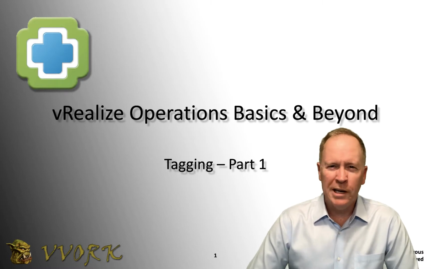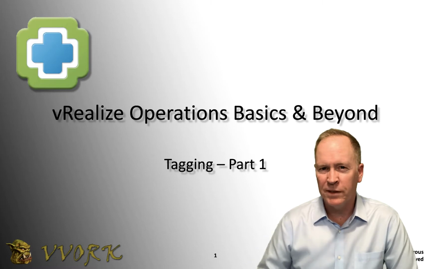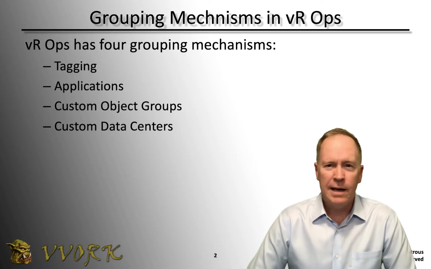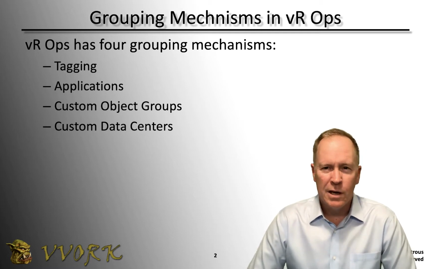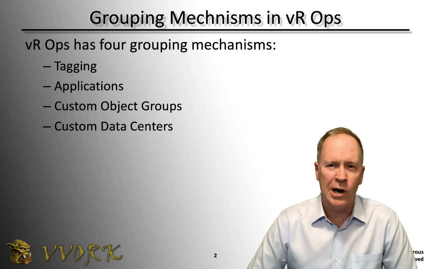In this video, we're going to introduce tagging, one of the 4 different grouping mechanisms that we discussed in the previous video. Again, those 4 different grouping mechanisms are tagging, application groups, custom object groups, and custom data centers. But in this video and in the following videos, we're going to be concentrating specifically on tagging.